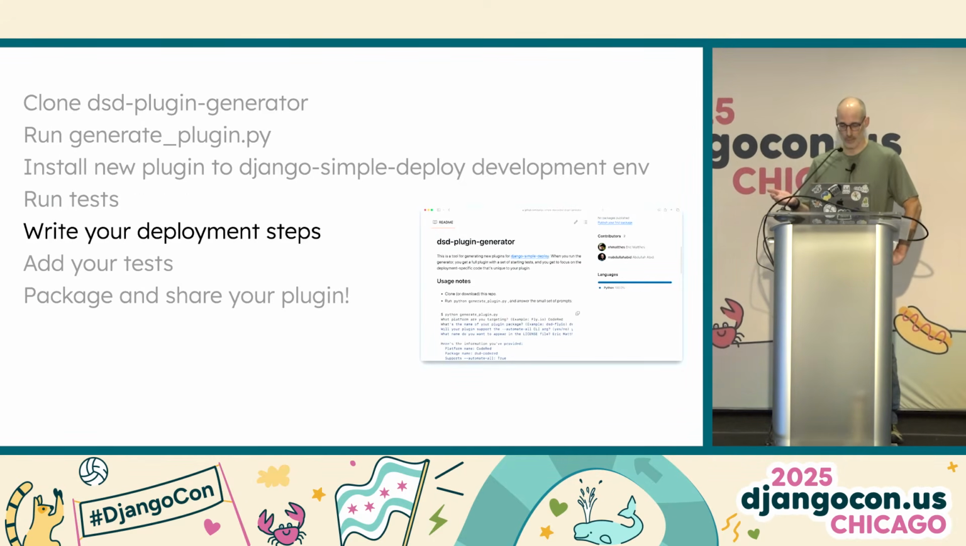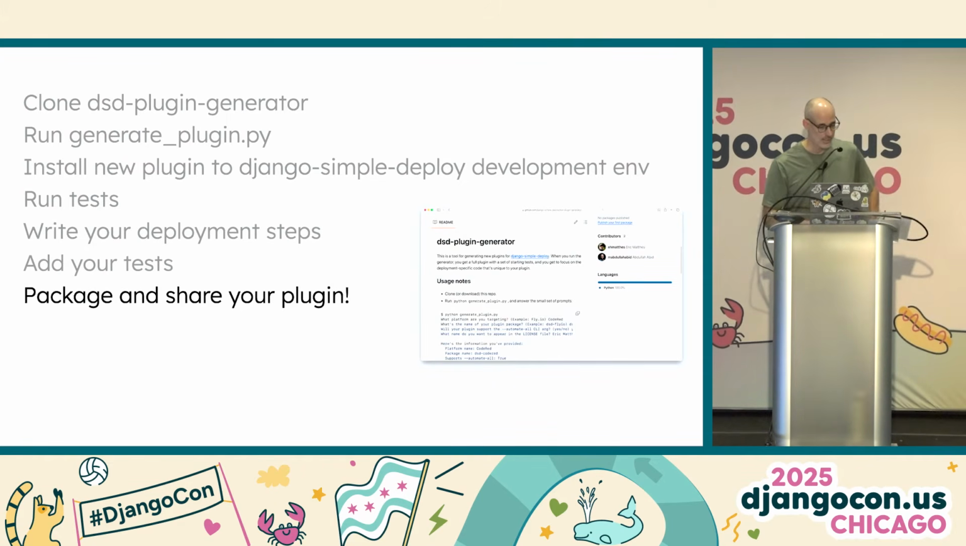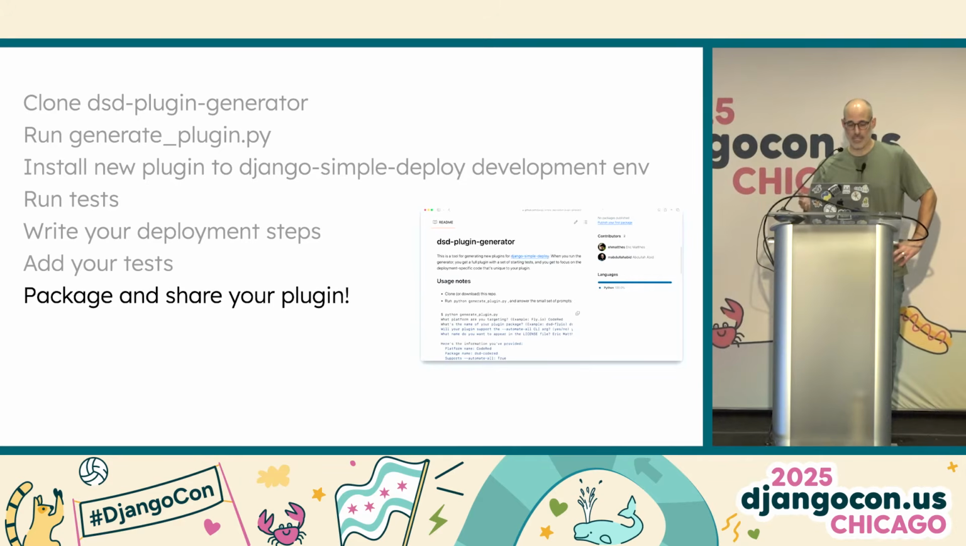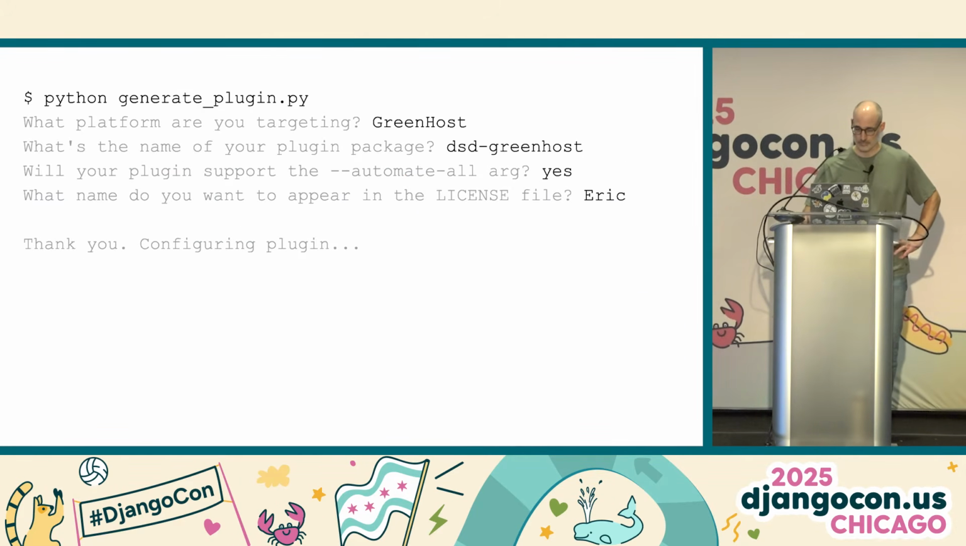And this is the bulk of your work. You don't really have to think much about Django-simple-deploy. You just drop into the generated plugin and script the steps for your platform or your specific approach to deployment. And a baseline of tests are included. You can expand on this set of tests to confirm that your configuration steps are working as intended against a typical Django project. The generated plugin has everything you need to package and publish your work.